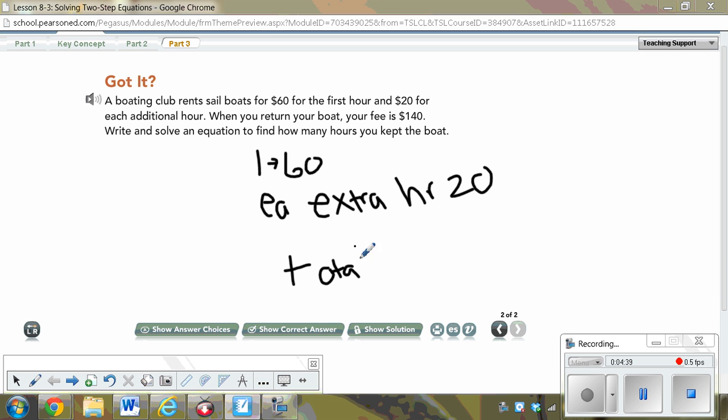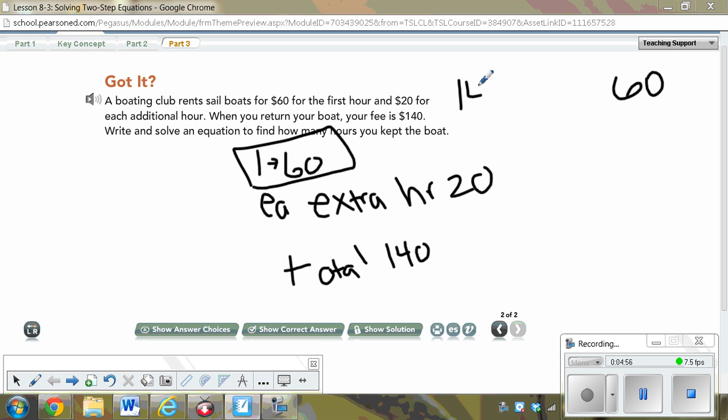So now we need to think about how to set this up. We have a flat amount for 1 hour. We have a total of 140. We know that's what it equals. So what do we have to figure out? The number of actual hours. So we know it's $20 for each extra hour. So we need to solve this.